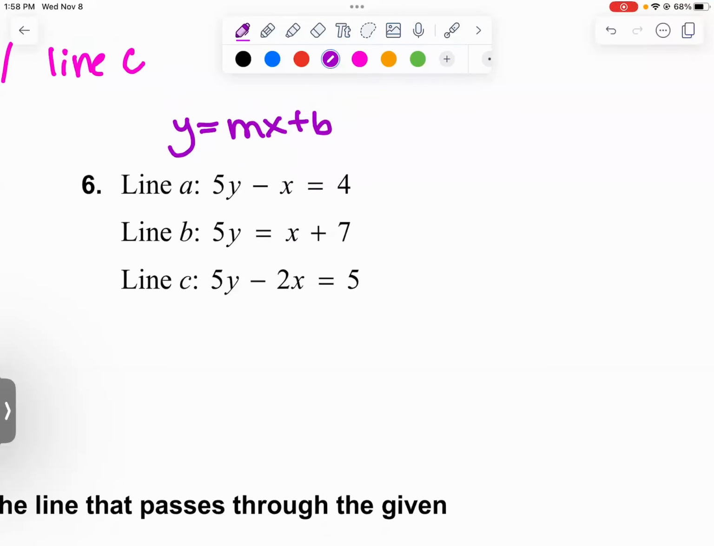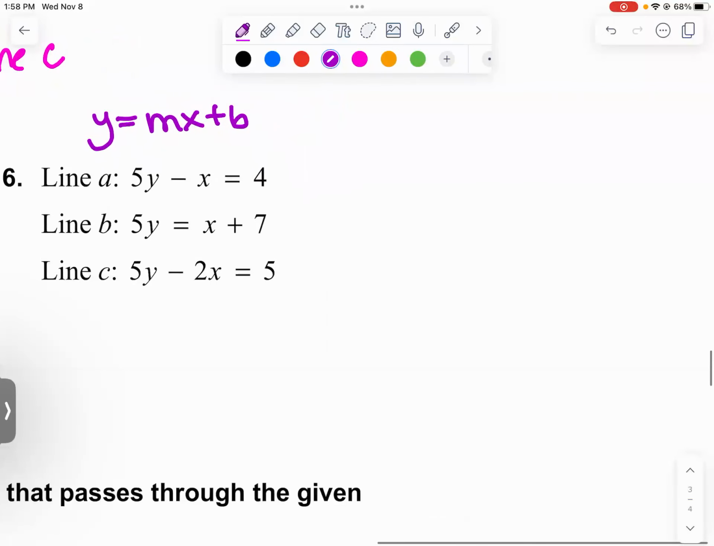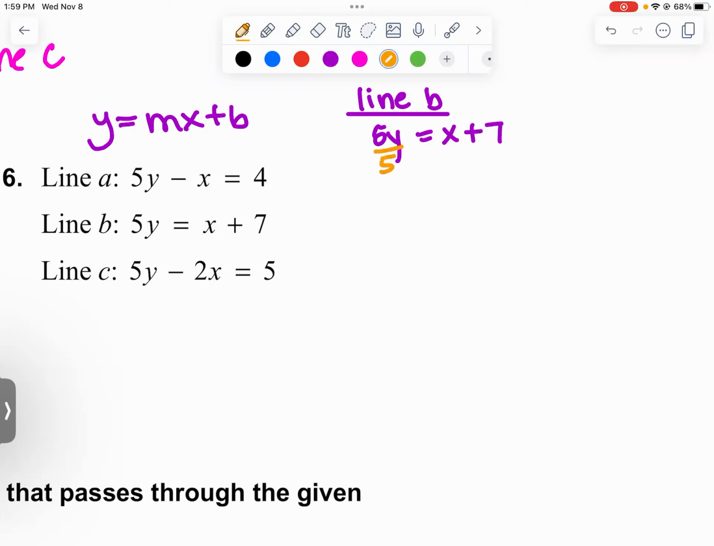So let's go over here. Line B. Okay. We know line B is 5y equals x plus 7. If we want to get y by itself, what are we going to have to do? We're going to have to divide by 5. Okay. So when we do that, we get y equals.